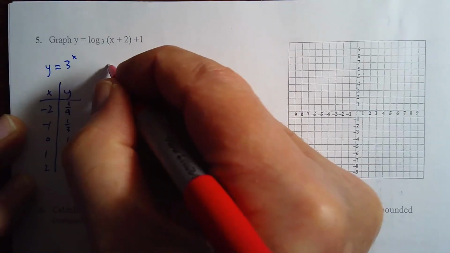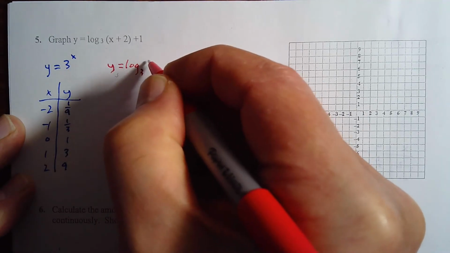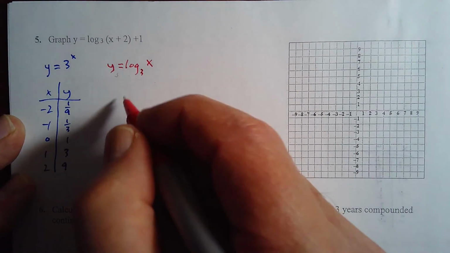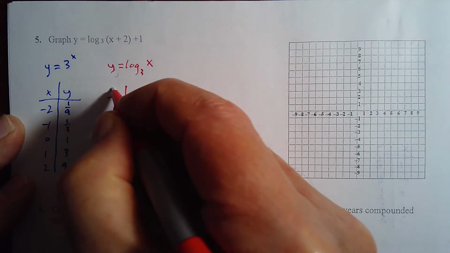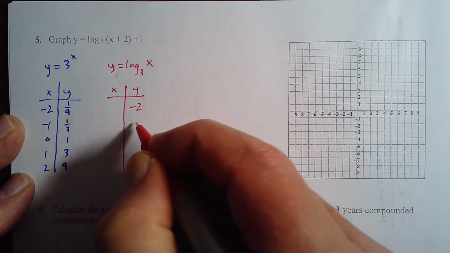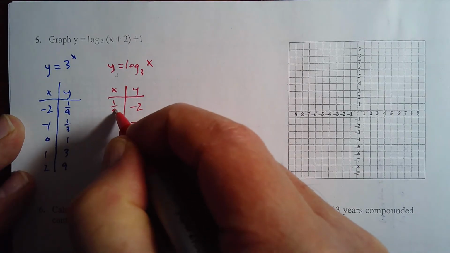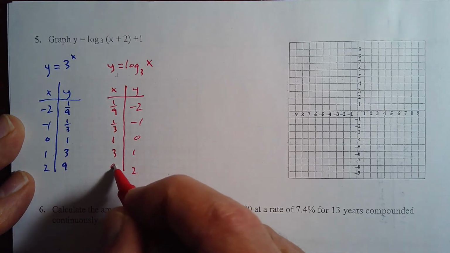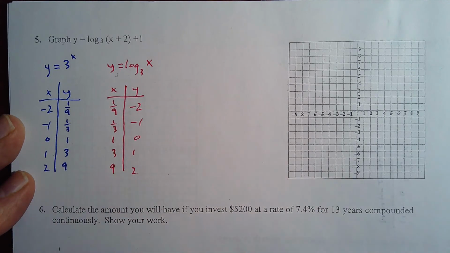Now if I want to do y equals log base 3 of x, so I'm doing the inverse of this, I'm just going to switch around my x's and y's. So I'll do my y column first. That will just be my -2, -1, 0, 1, and 2. And then I'll put my 1/9, my 1/3, my 1, 3, and 9 for that. So now here's the parent function for this.